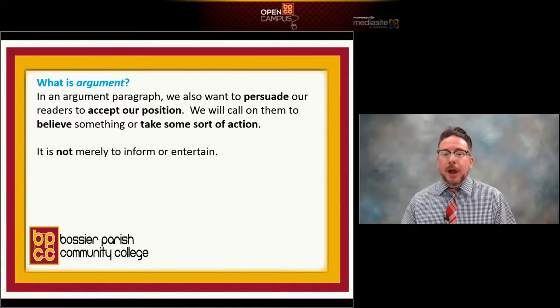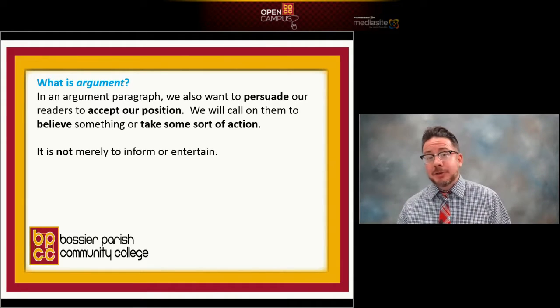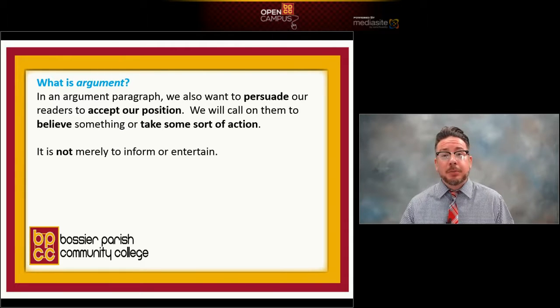On the other hand, ice cream should be banned from school cafeterias. That's a controversial statement, because I guarantee there are people who would feel very strongly on both sides of that statement. So that's what controversial basically means. Now, in an argument paragraph, we also want to persuade our reader to accept our position. We're going to call on them to either believe something or to take some kind of action. So it's not merely to inform or to entertain.